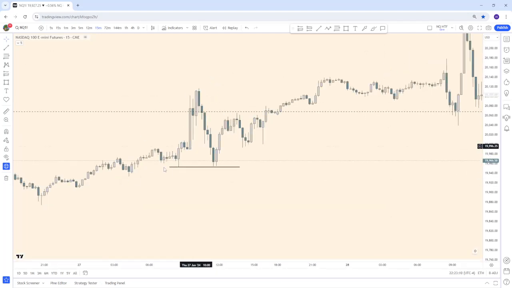So if you saw that it didn't break structure and you got in along here, you would have gotten in for a massive move, had you held, anticipating that the trend is going to continue, and got this high.